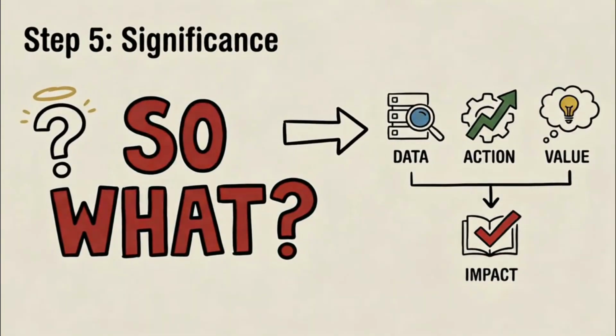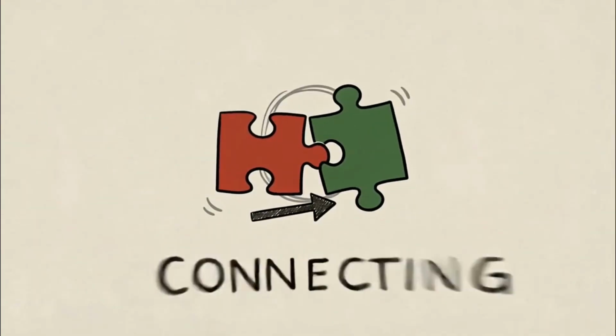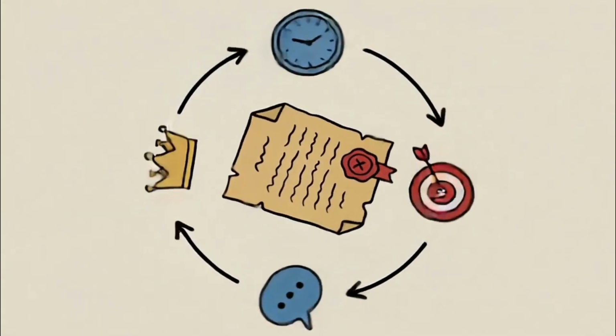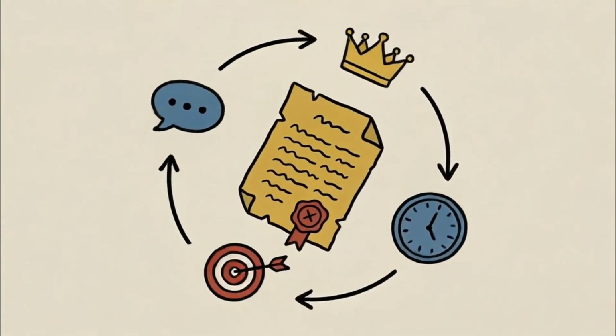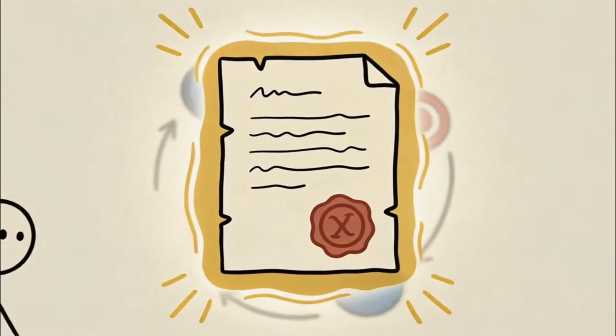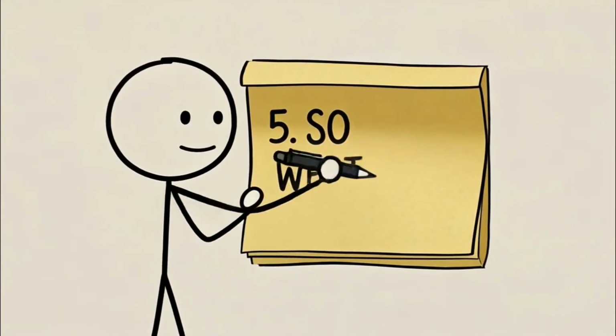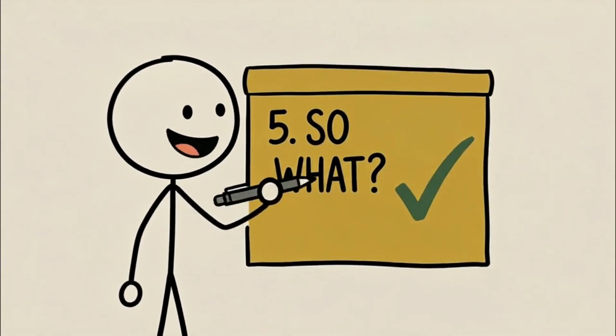Step 5. Explain why it matters. Finally, Bob asks, so what? Why is this source important? What does it teach us about the time period? What can historians learn from it? This is where everything comes together. The author, the time period, the purpose, and the message. All of it helps Bob understand the significance of the source.